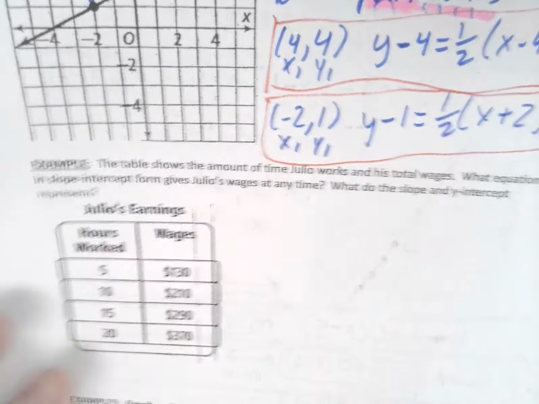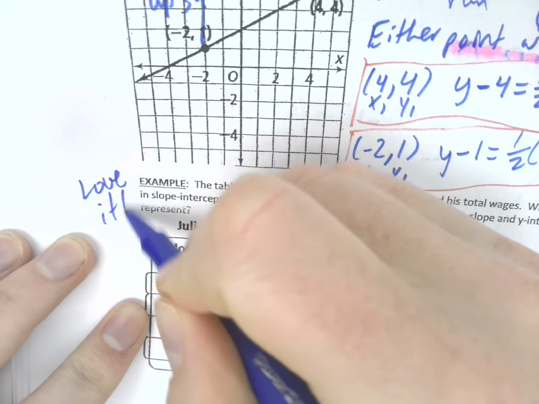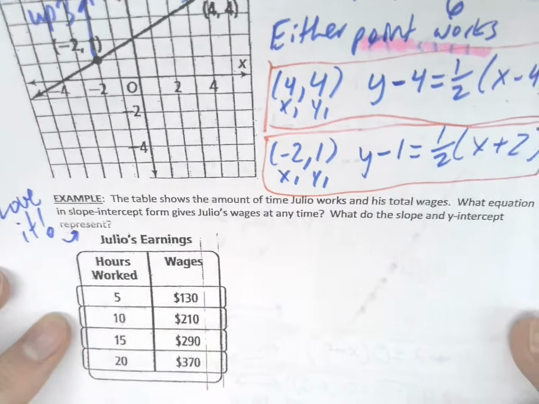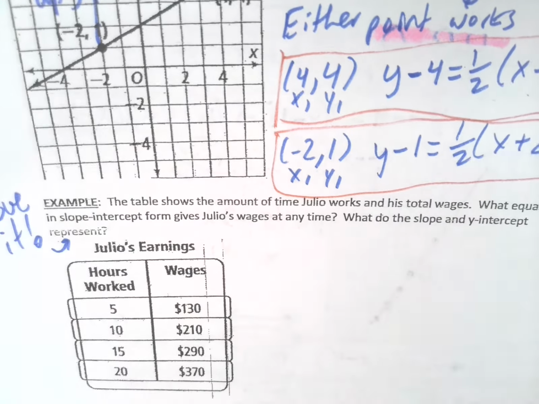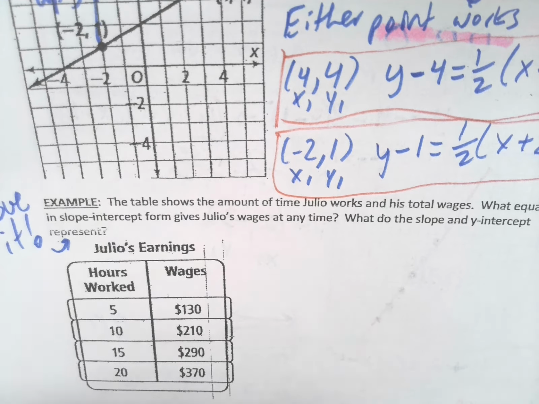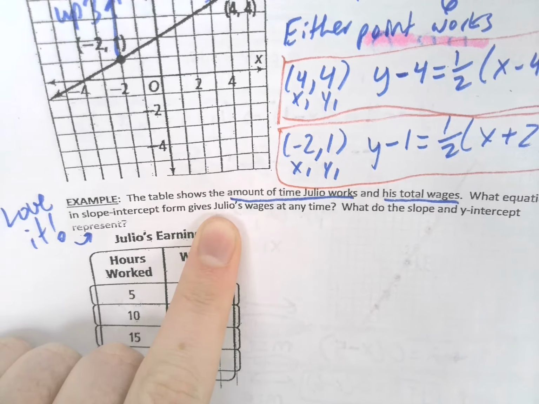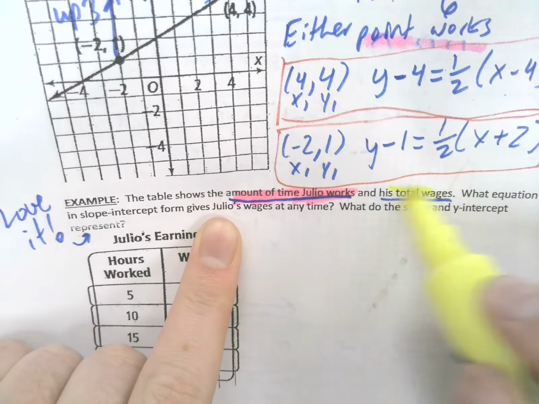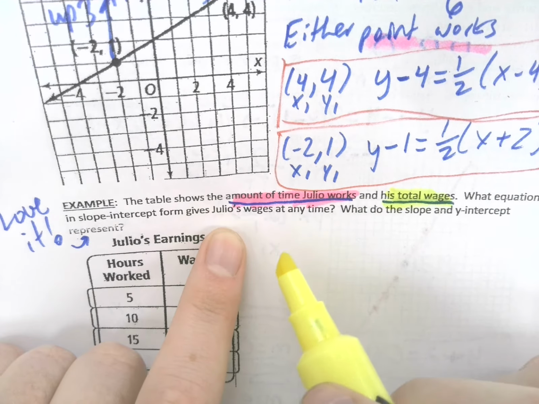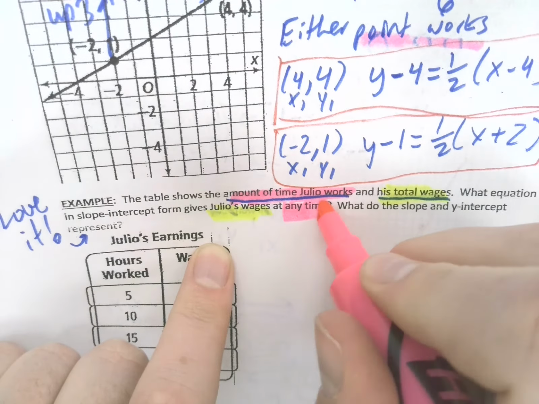Now here comes my favorite problem of the day. I love this problem. I love it. I'm going to give you guys about a minute to 2 minutes, and I want you to read over what's going on here. And do some highlighting if you want to. Wages. So, the amount of time Julio's working and how that correlates to his wages. So, we want to figure out how are his wages connected to how much he works.